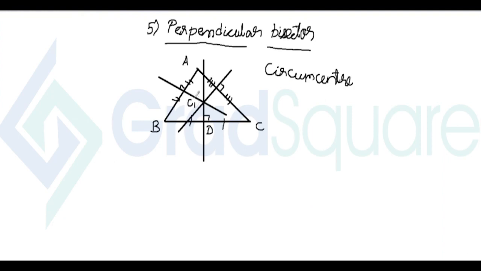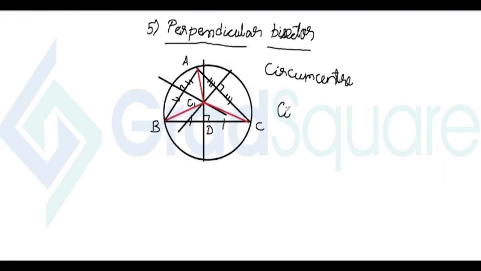And property of the circumcenter, say if I take this circumcenter as C1, then property of the triangle circumcenter is that the distance of the circumcenter from the three vertices are equal. So if I join C1A, C1B and C1C, then C1A, C1B, C1C will all be equal. And what this means is that if I take the circumcenter as a center and any one of these three distances as a radius, then I can construct a circle like this, which will perfectly circumscribe the triangle.